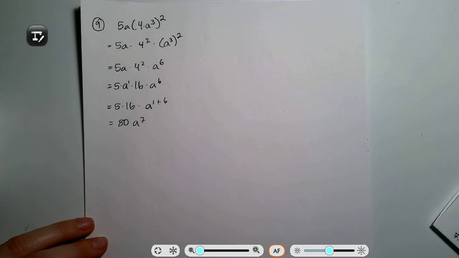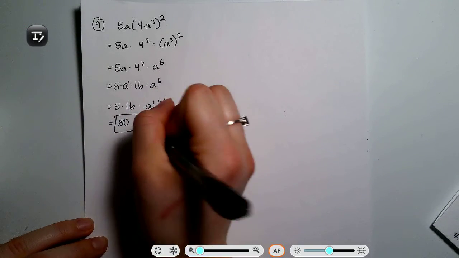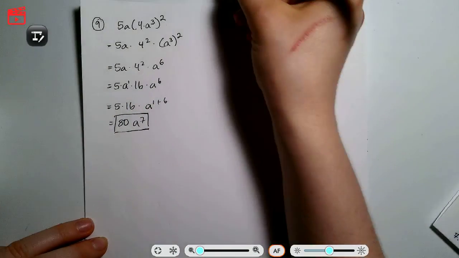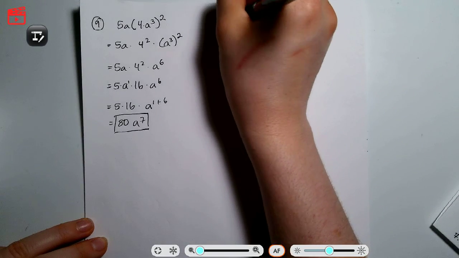Are there any other rules of exponents I can use? Well, I don't see any bases that are the same, I don't see any parentheses, and I don't see any division. And all our numbers are multiplied together, so that looks good. That's simplified. Our last problem, number 10.